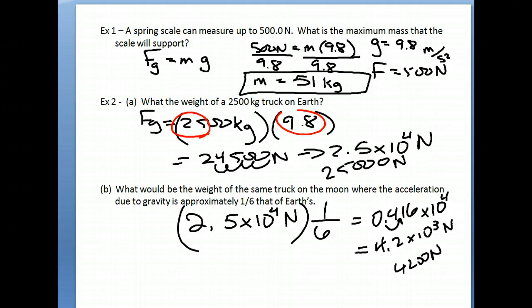Question 2a, what's the weight of a 2,500 kilogram truck on Earth? Well, it's 2,500 kilograms. We multiply that by 9.8, and we get 24,500 newtons. Now remember, force is measured in newtons, and a newton is the force it takes to accelerate a 1 kilogram object at 1 meter per second squared.